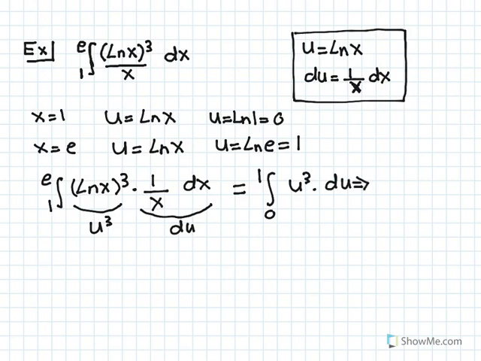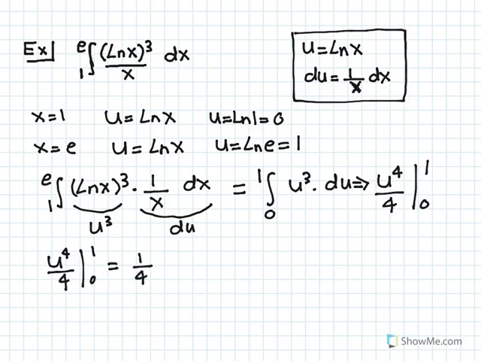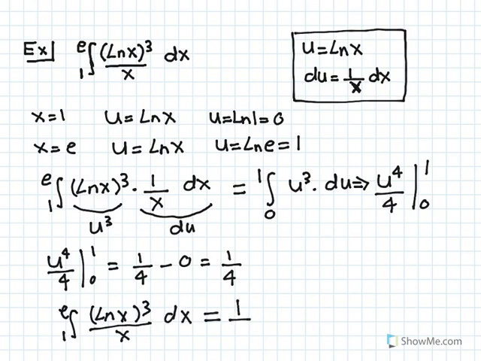Reversing the power rule, the antiderivative of u cubed is just going to be u to the 4 divided by 4. Apply the fundamental theorem of calculus from 0 to 1. So we have u to the 4th over 4, evaluated from 0 to 1. Put the upper limit in, we get 1/4, minus, put the lower limit in, which is 0, so the answer is 1/4. So we have shown that the integral from 1 to e of (log x) cubed divided by x, integrated with respect to x, has the value 1/4, and we did that by using the substitution method.